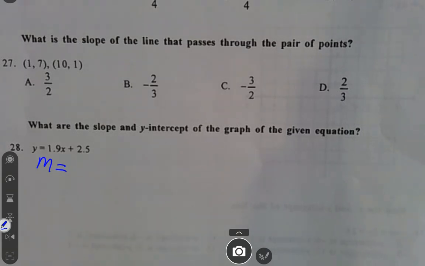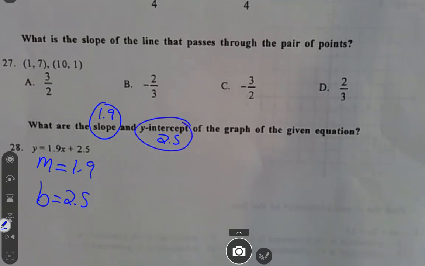You could actually just write slope 1.9. Okay? This is how I would write it. And then what's my y-intercept? 2.5. Or if you wanted to do it like this, the y-intercept is 2.5. Does that make sense, y'all? You just have to know that equation. y equals mx plus b. Probably the easiest question on there. The number in front of your x is your slope. The other number is your y-intercept. Okay?